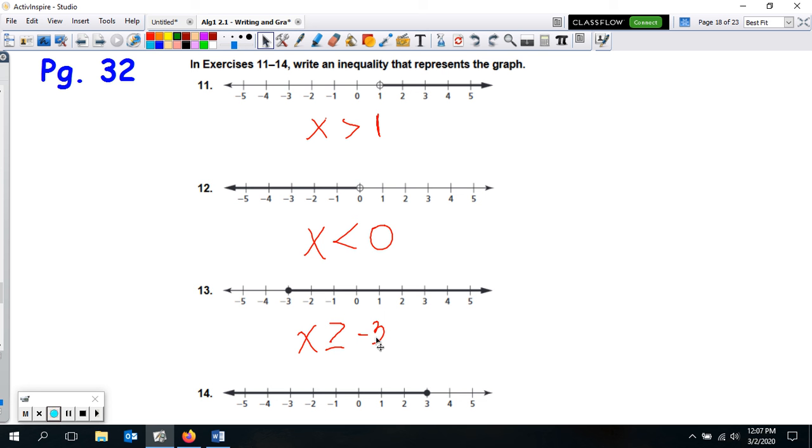And then number 14, +3. And it's going to the left, so it's less than, and it is also equal to with the closed hole. So our answer for this one should be x is less than or equal to +3.